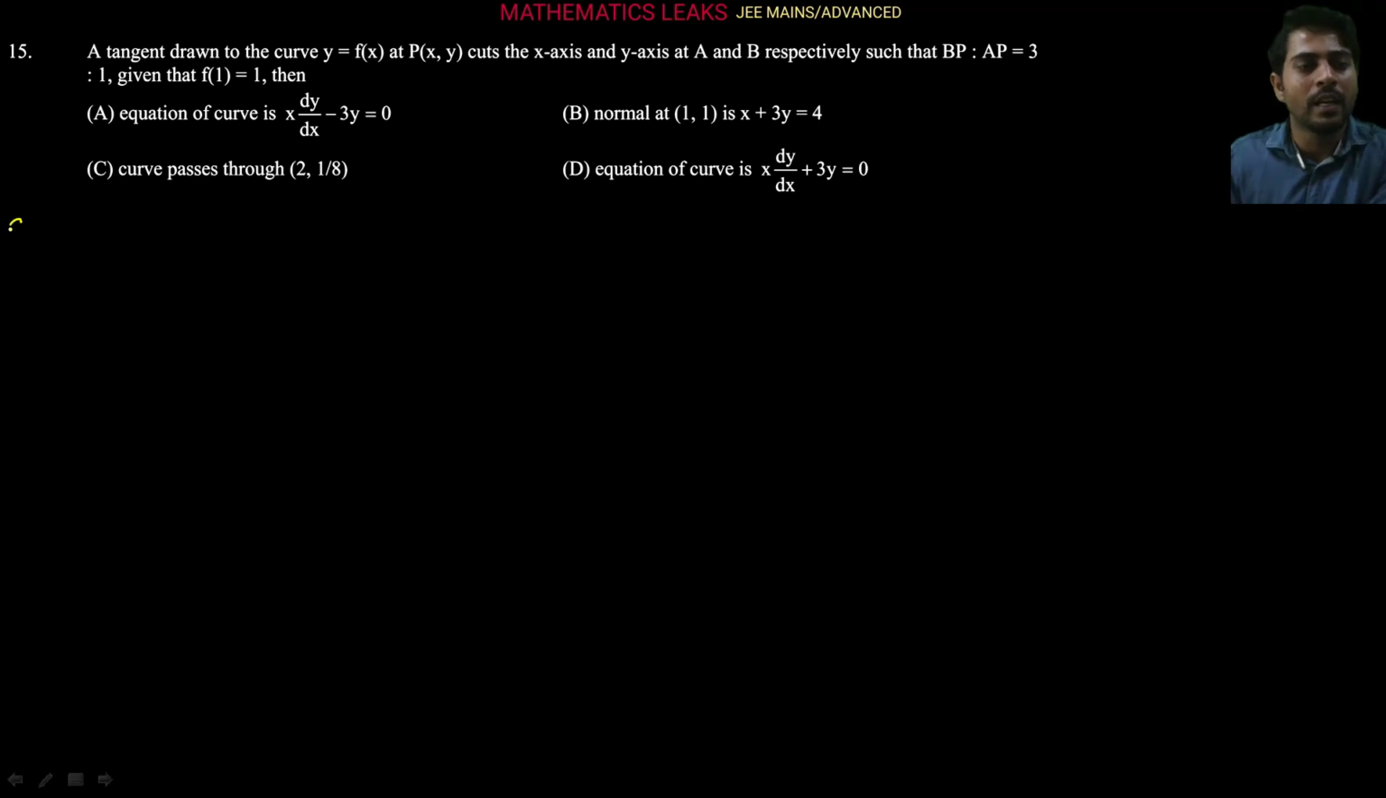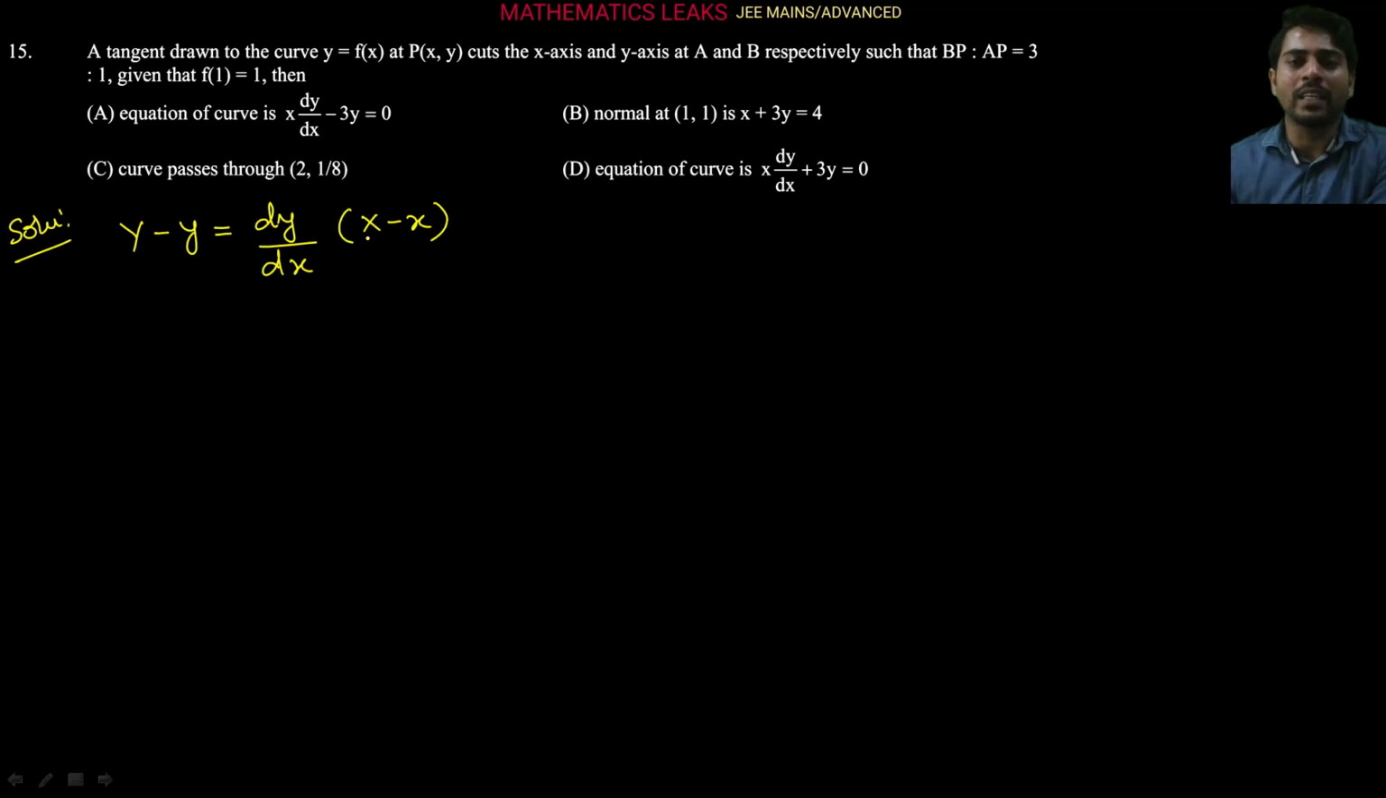So let's solve it. Let's suppose y equals f(x) is any curve. So the tangent equation on this curve at point P(x, y) can be written as capital Y minus small y equals dy upon dx into capital X minus small x. Here capital X and capital Y is any general point on the tangent, and small x, small y is the point on the curve at which the tangent has been drawn.